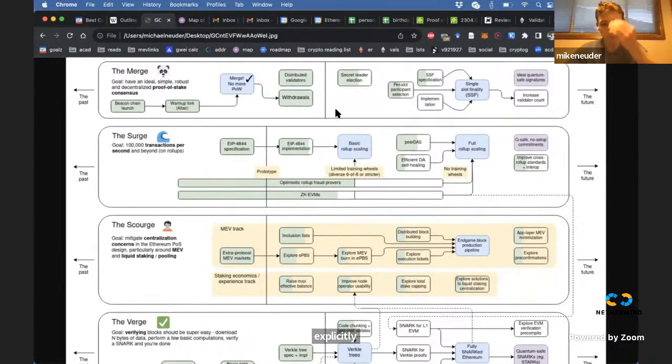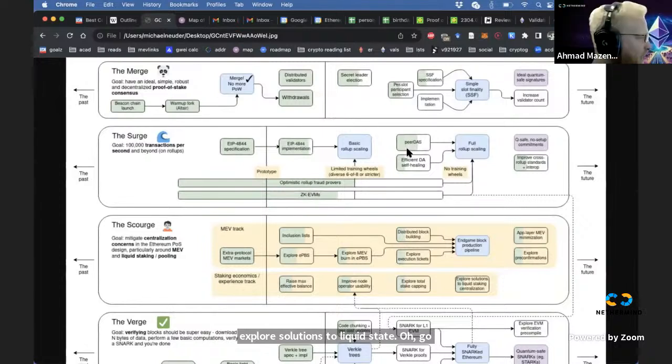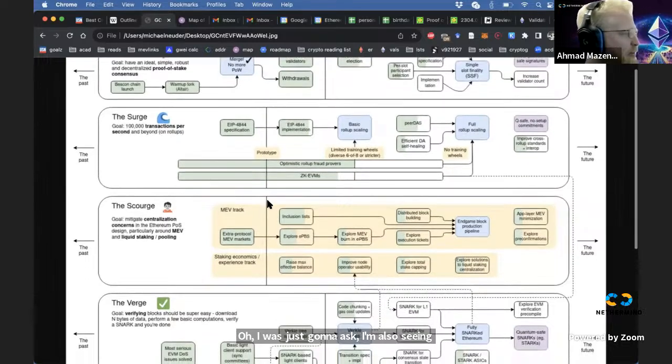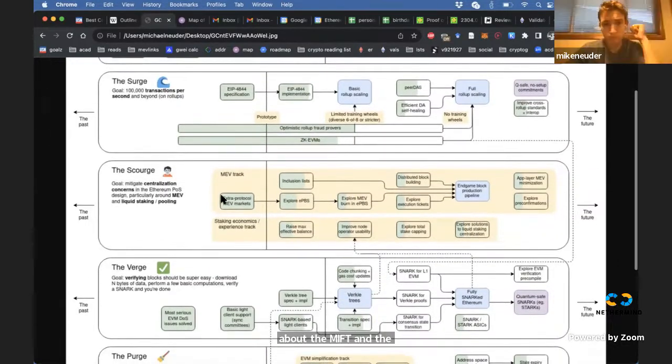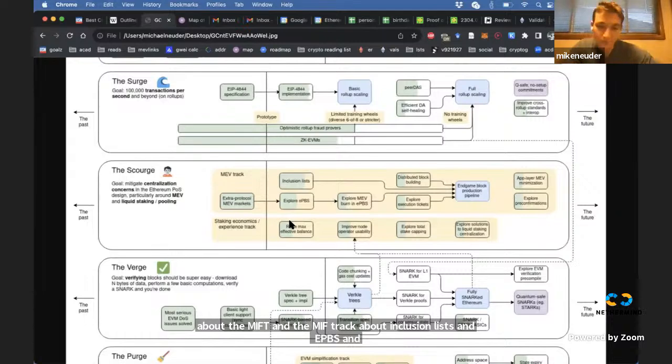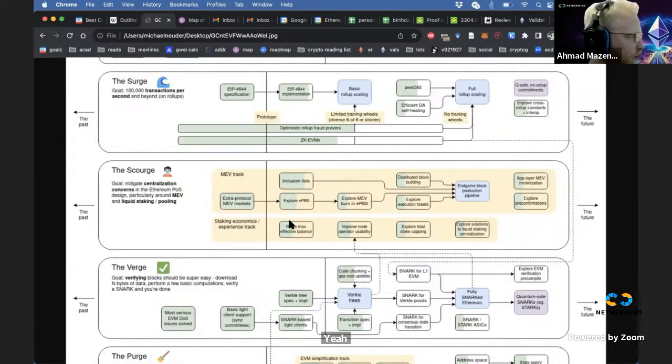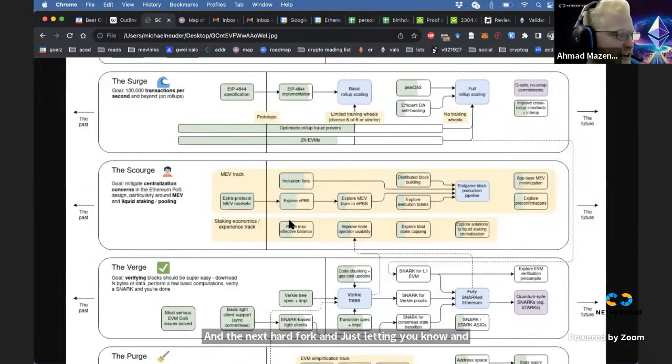Oh, go ahead. Sorry. I was just going to ask. I'm also seeing some parts about the MEV track about inclusion lists and EPBS, and I think there are discussions among core devs these days about inclusion of either one of these or possibly both of them in the next hard fork. Just letting the audience know that we will be discussing all the upcoming EIPs after the fork happens, and there will probably be a heated discussion about all of these EIPs.